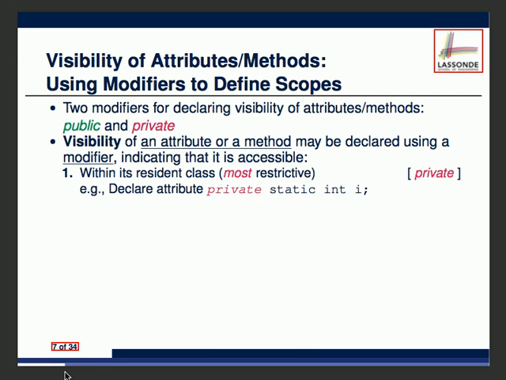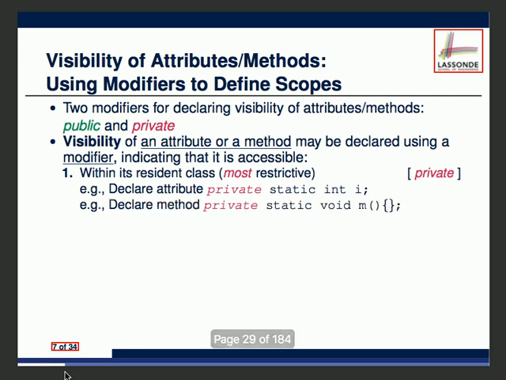That's a private attribute. Or you might say private void m. So that's a private method. Okay, so these two attributes or methods can only be accessed within a single class. Anything that's outside this class, even if they are in the same package, cannot access it. So that's a new bit.